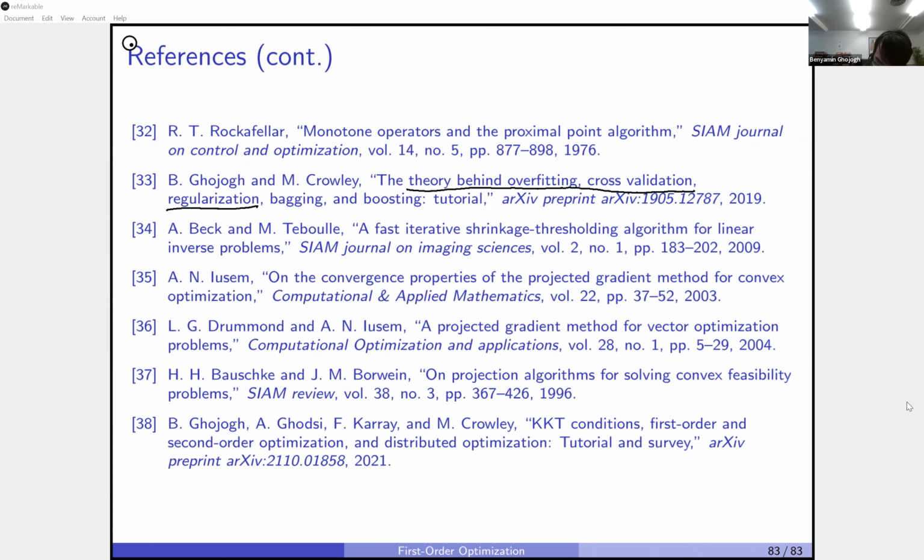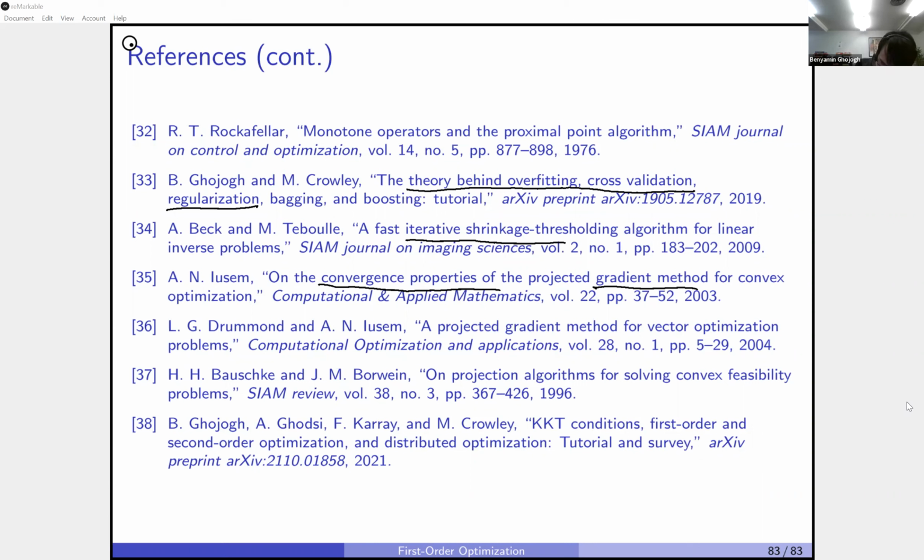We also have shrinkage thresholding for inverse problems. I don't remember which one this was for. I forgot to cite the paper of lasso regression by Tibshirani, but you can look it up. That's also an important paper. We also have papers on convergence properties of the gradient method.